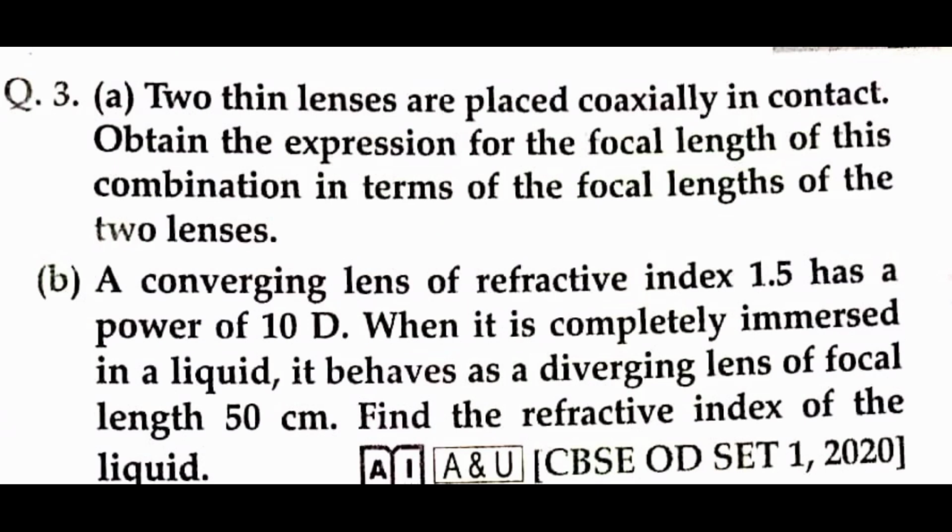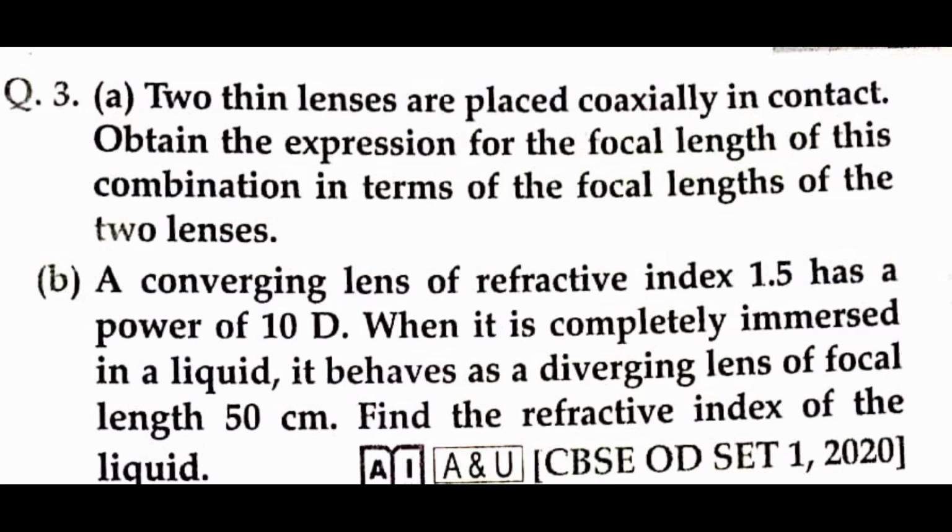Now we have a 5 mark question. That question was asked in the year 2020, and it is from ray optics. Okay, so I will read the question. 2 thin lenses are placed coaxially in contact. Obtain the expression for the focal length of this combination in terms of the focal lengths of the 2 lenses.